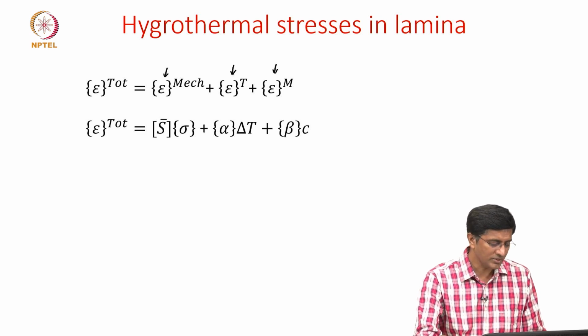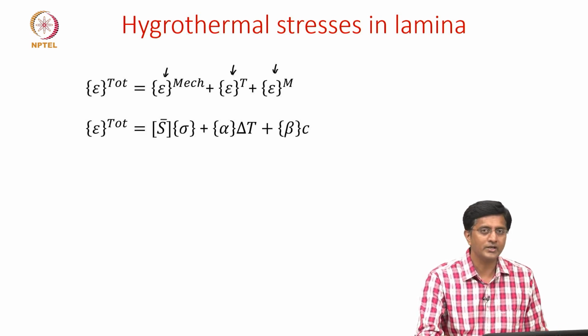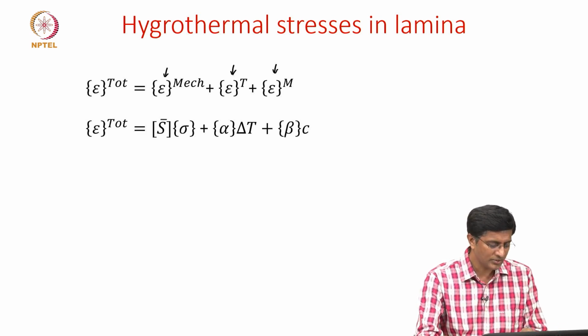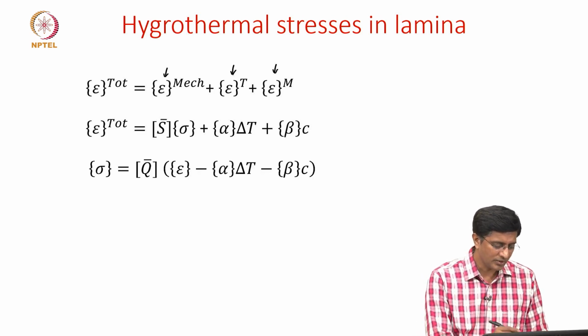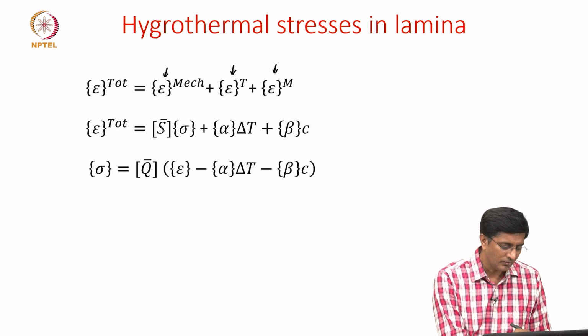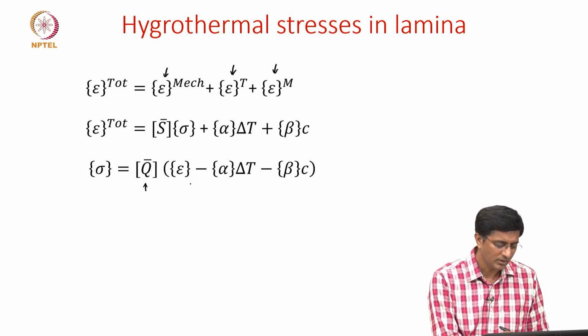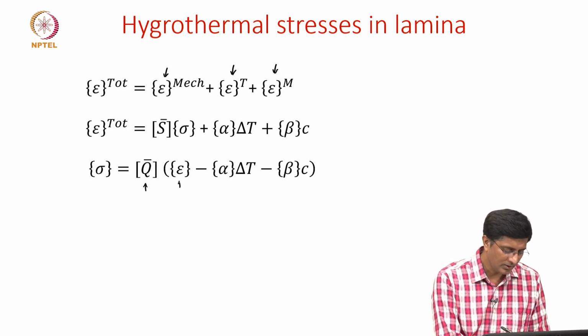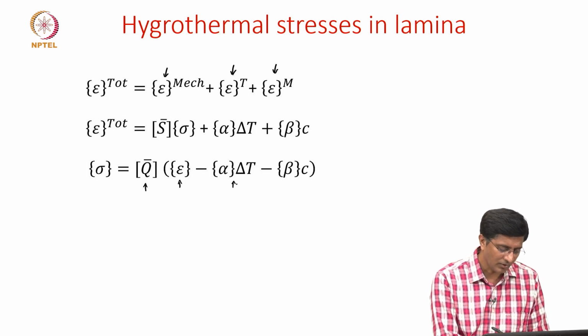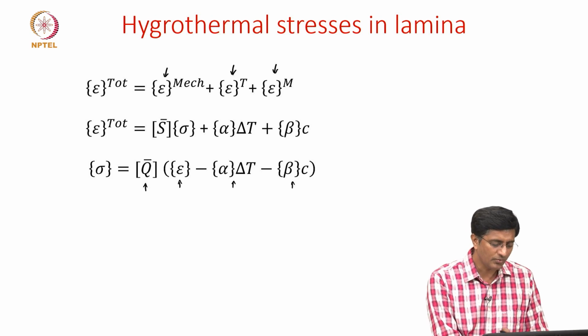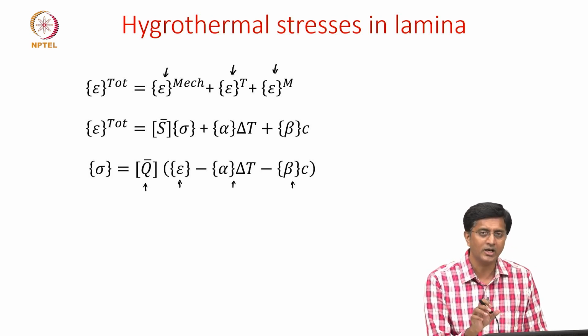But from this expression, if we have to find the stresses, we can use the same expression and take the stresses to the left hand side. Then what remains is the inversion of this compliance matrix, which we wrote as the stiffness matrix, or the transformed stiffness matrix Q bar, times the total strain minus alpha delta T minus beta C. So this should give us the stresses in a lamina.